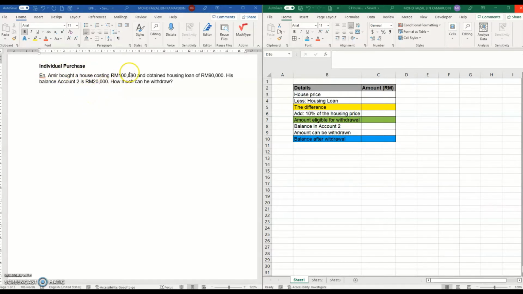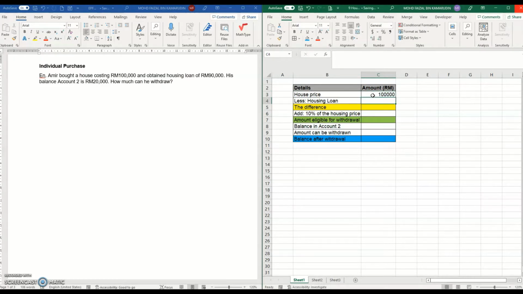In this case, he bought a house costing about 100,000, obtained a housing loan of 90,000, and has a balance of 20,000. The question asks how much he can withdraw. Basically, we have to prepare this table. Let's get started. The first item, house price: 100,000, so we just put 100,000 here.